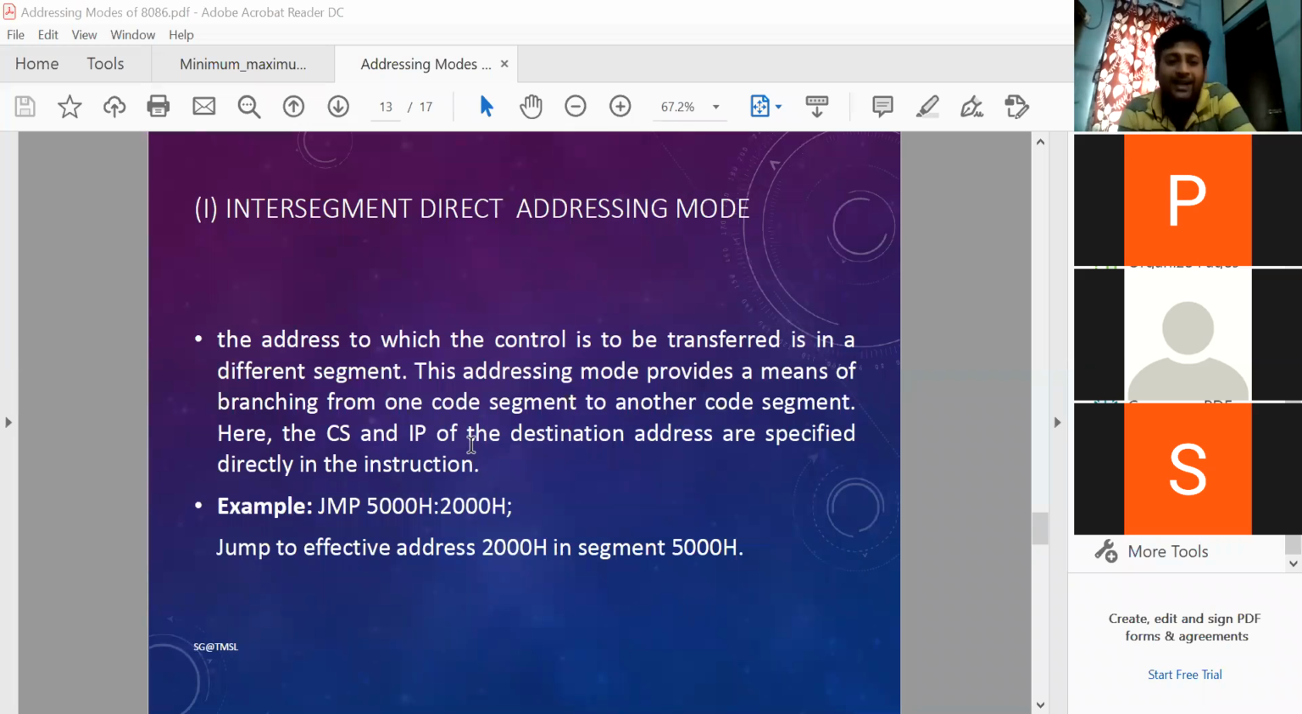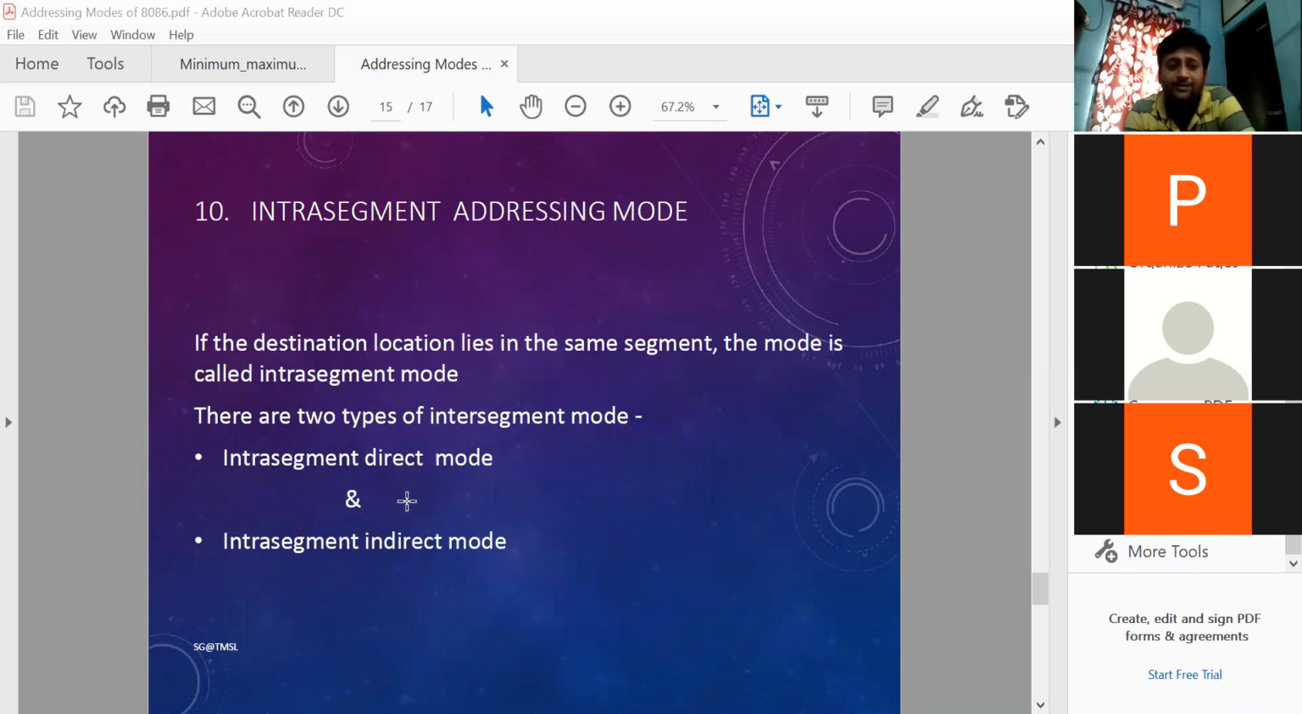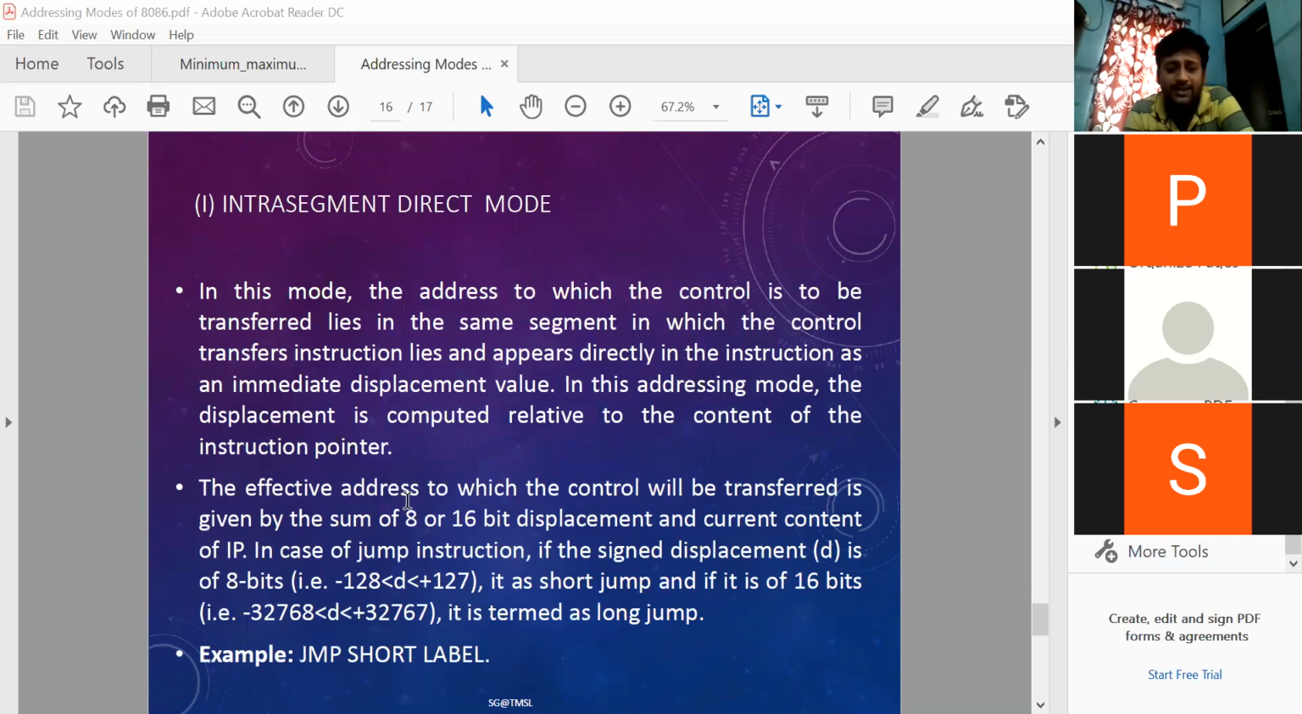Now in the case of indirect addressing mode, the address must be given within brackets. That's why it is called indirect addressing mode. Jump to such segment which is under this category, 2000. So these two examples are based on intersegment, meaning program control is transferred from one segment to another segment. Clear? And intra-segment is within the same segment.